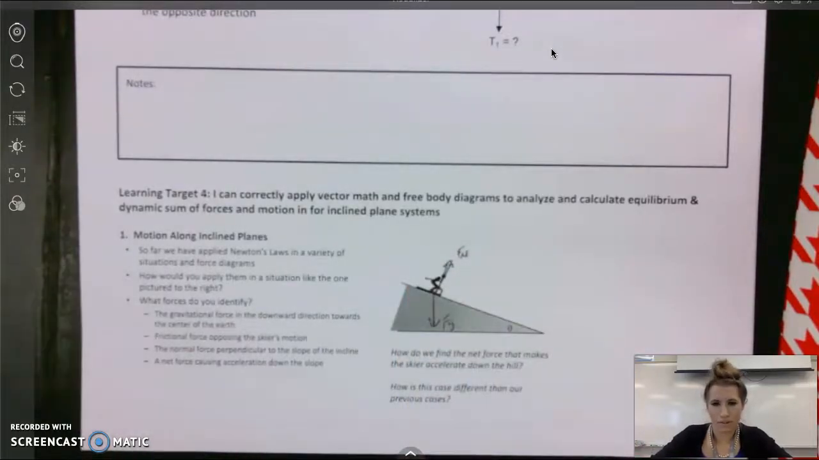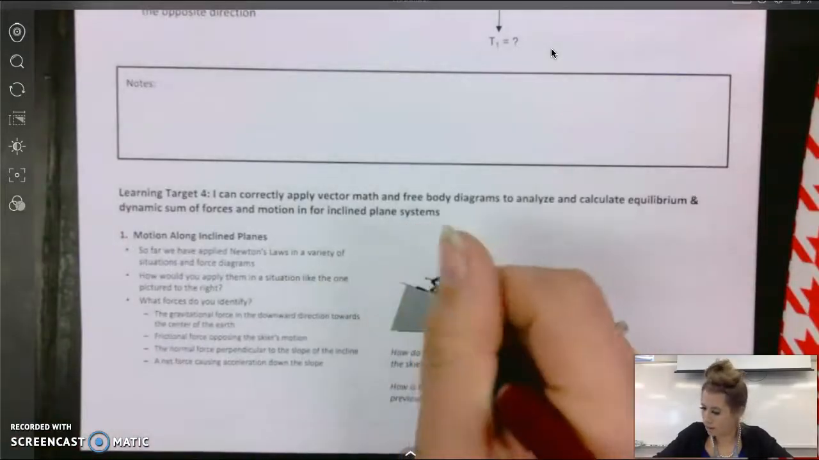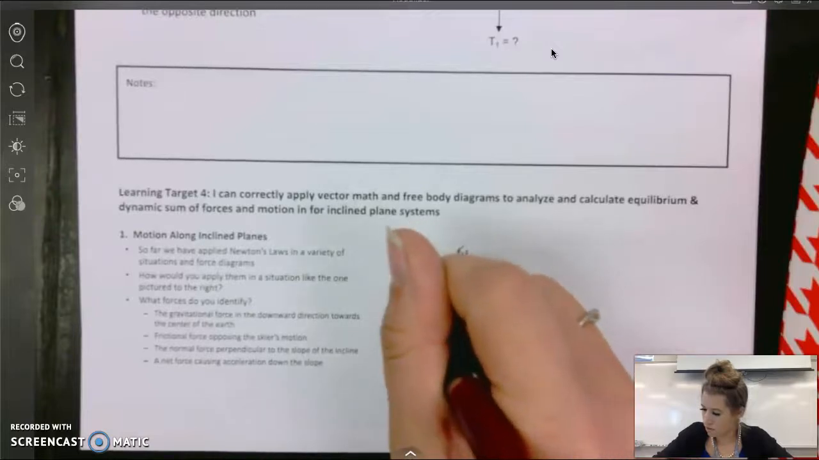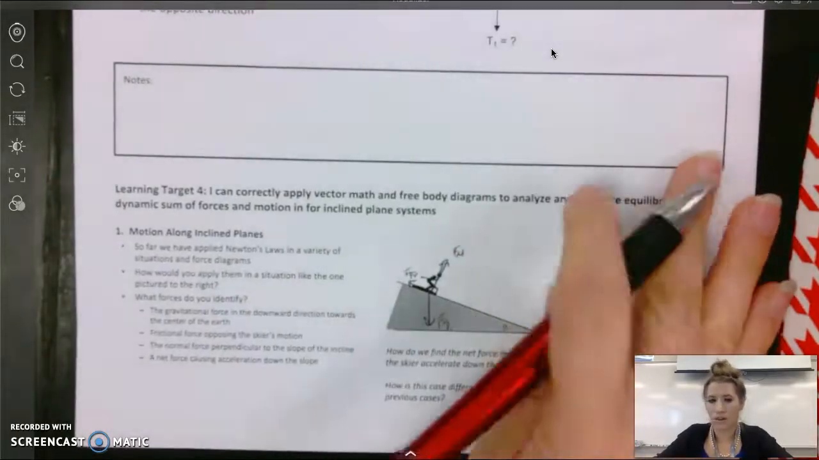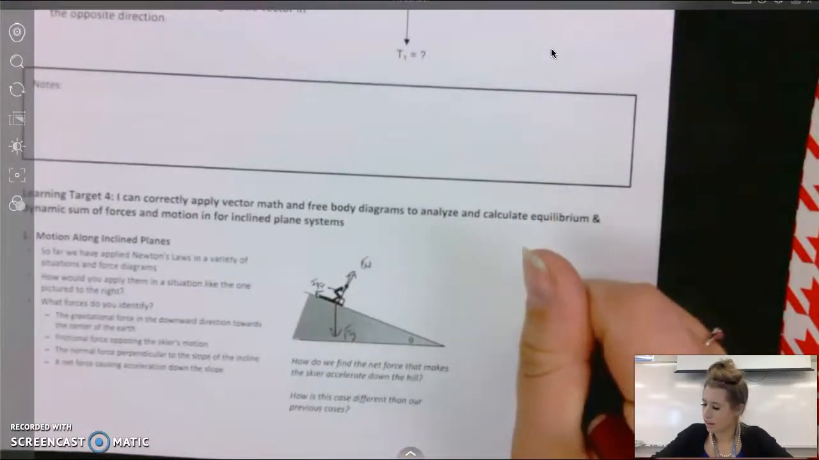What other forces are involved? There's no thrust, there's no engine. There's maybe a little bit of friction, which would be pulling them back up the incline, right? The force of friction.